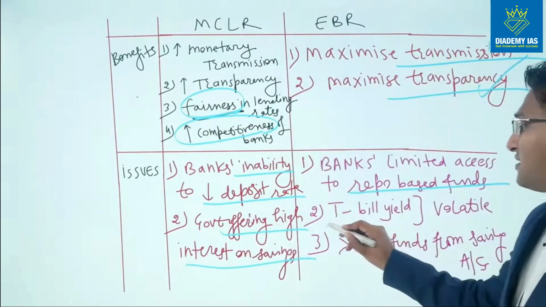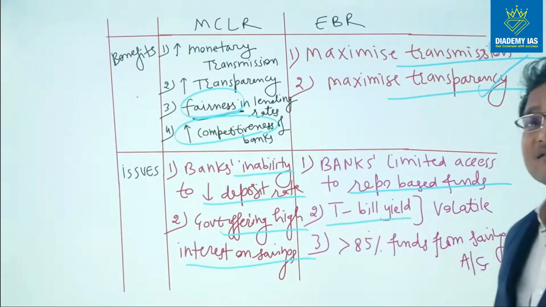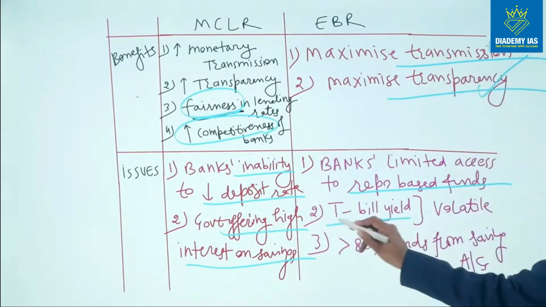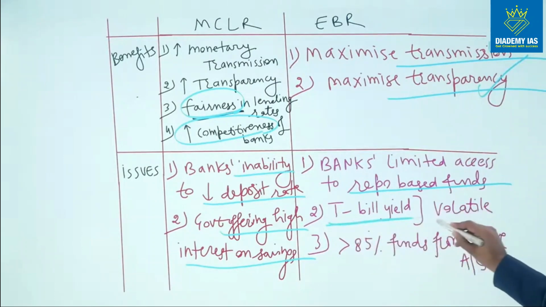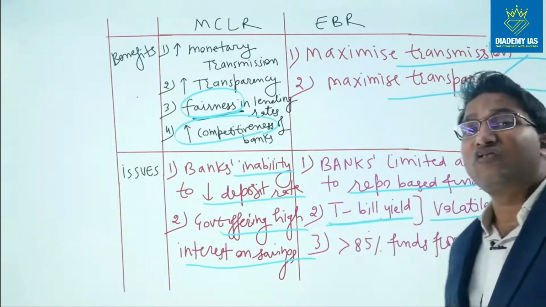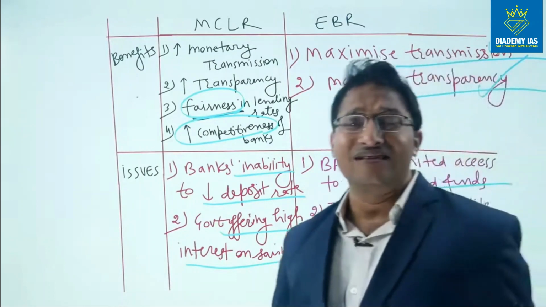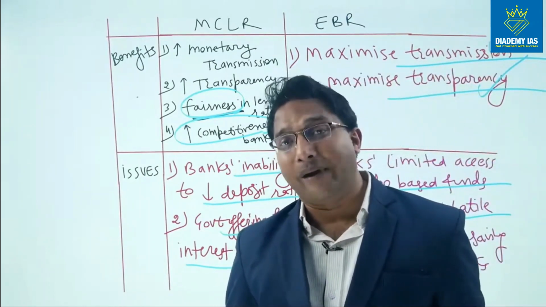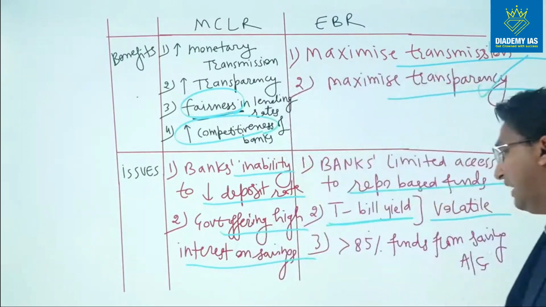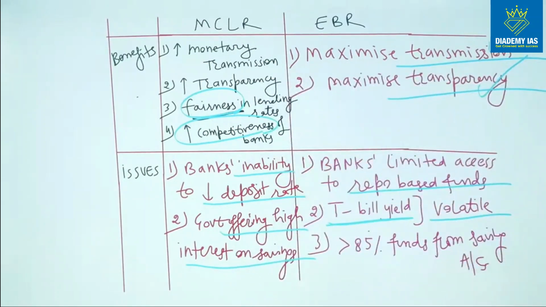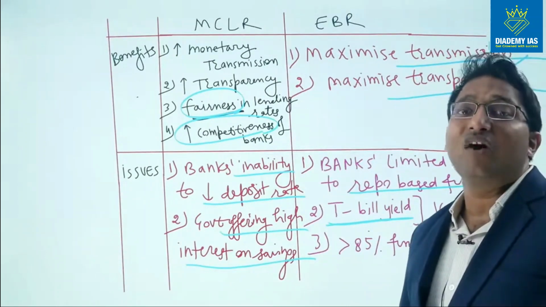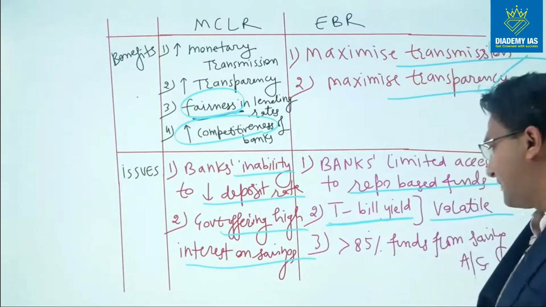Second, treasury bill yield, which has been taken as the reference rate, one of the policy rates, right? So this treasury bill yield is very volatile. It is based upon the fiscal situation. If the fiscal deficit is increasing or decreasing, that adversely or positively impacts the treasury bill yield. So this treasury bill yield is not an independent rate. This actually depends upon the government activities, government decisions.